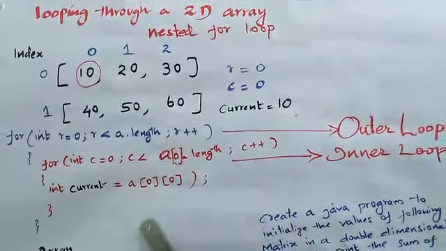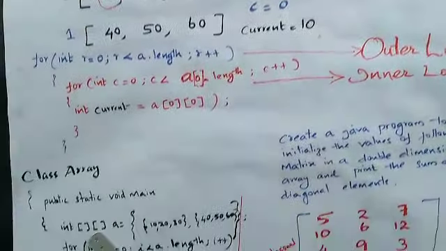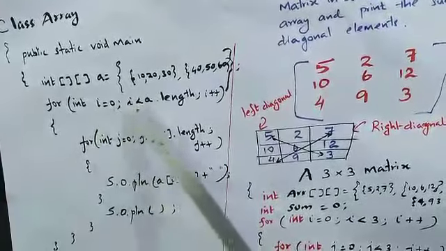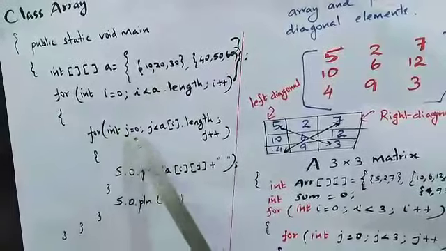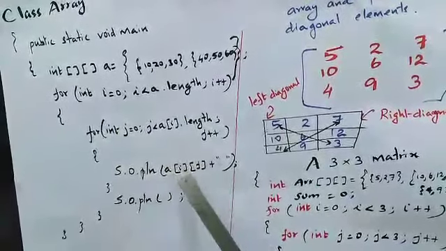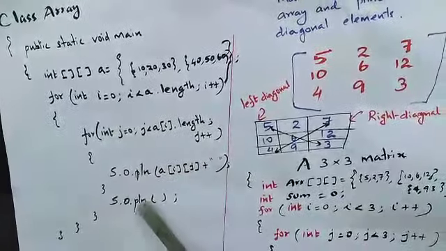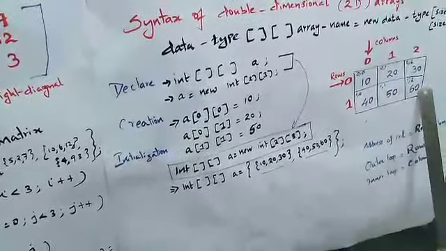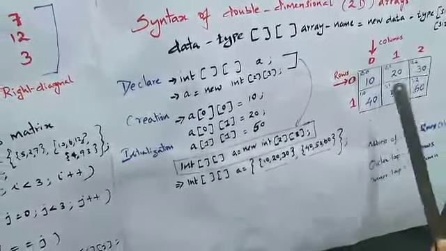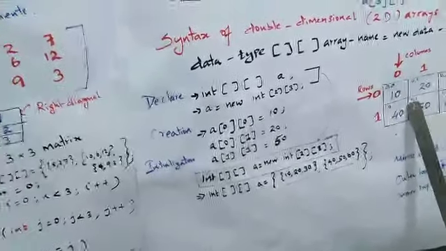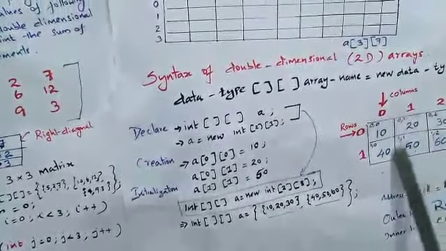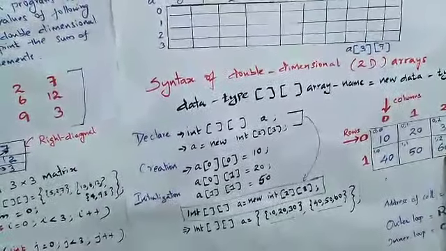Now this same program is there. int[][] A = 10, 20, 30, 40, 50, 60. Then you take the outer loop. Then you take the inner loop. What you have to print? I and J. When you print I and J, this index will come. System.out.println(A[I][J]). This will print you 10, 20, 30, 40, 50, 60.